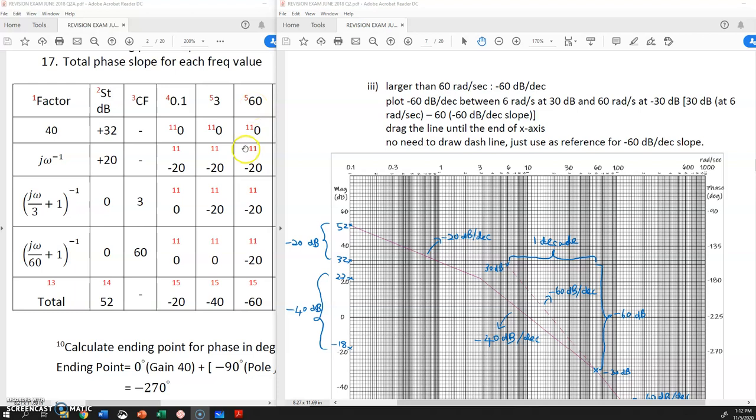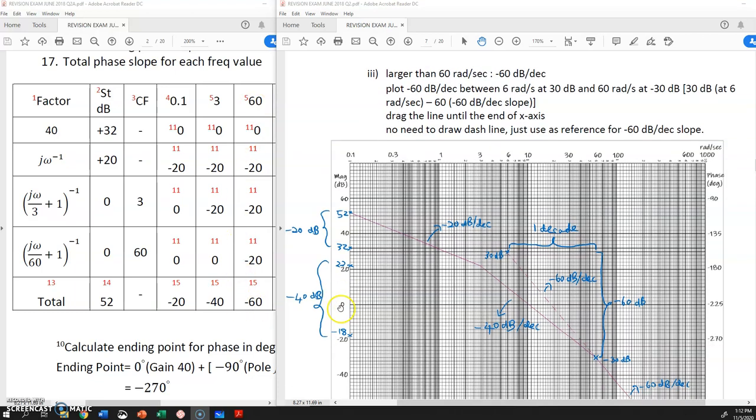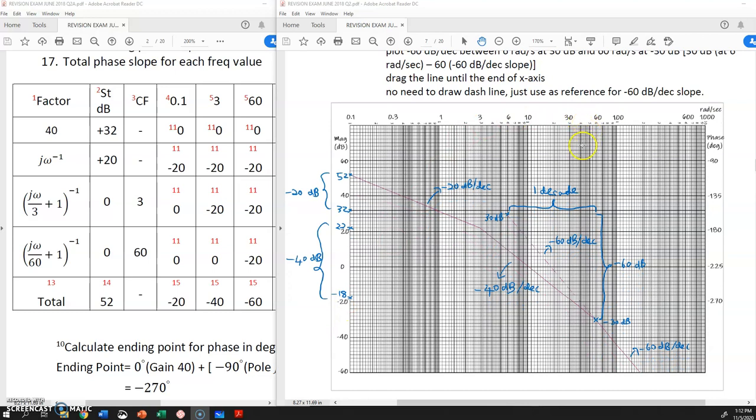Then the next slope, the last one, is for larger than 60 radian per second. The slope is negative 60 until the end. So the last one, we stop here at 60 radian per second, we have negative 40 dB per decade. Then negative 60 dB per decade until the end. Since this is almost the end of the semi-log paper, you can set this negative 60 dB per decade up here. From 60, we extend back until 6. So 6 until 60 is 1 decade.